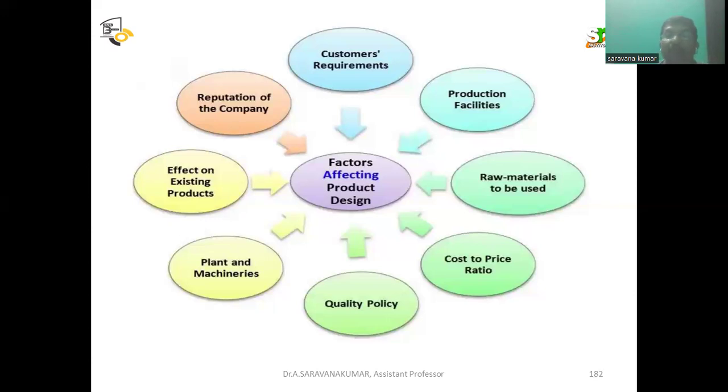First, we start with an idea depending upon the customer requirements. Only on customer requirements are we going to manufacture your product. So customer requirements are very important. Then if you are going to manufacture a product, you need the production facilities of the organization. So raw materials to be used, cost to price ratio. Then we are going to frame the quality policy. Then plant and machineries, effect on existing products, reputation of the company. So these are the factors affecting how you are going to manufacture a product.